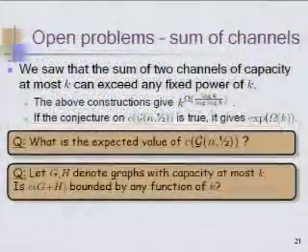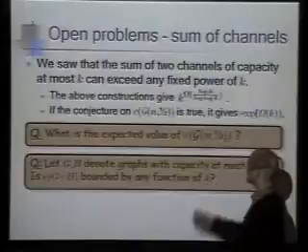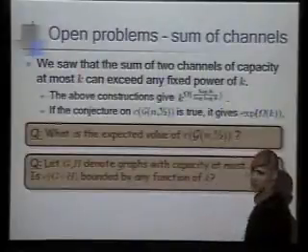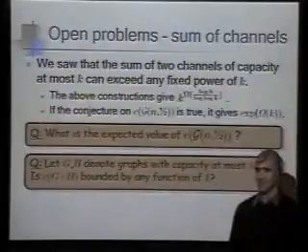And second, and this is always embarrassing to ask. Suppose you have two graphs and their capacity is at most k. Can you bound C of G plus H with any function of k? 2 to the 2 to the 2 to the 2 to the k. Tower of tower of tower of k. I don't know. Something.